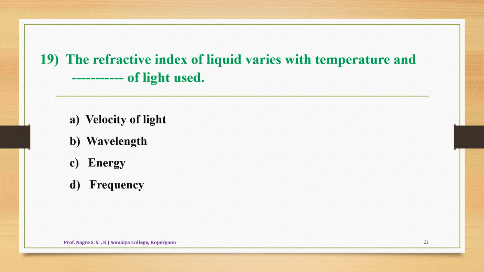The next question is question number 19, and the question is here. The refractive index of a liquid varies with temperature and with the light used. What is the second property on which this refractive index depends? And the options are: velocity of light, wavelength of light, energy of light, and frequency of light.